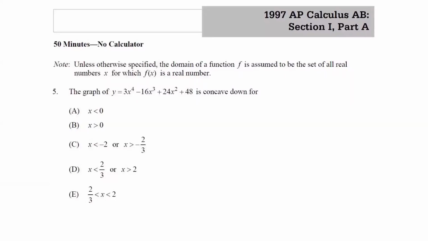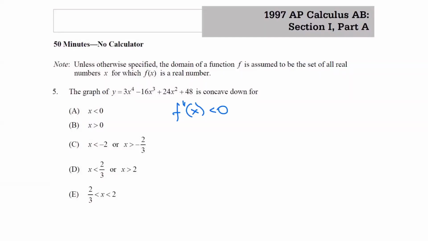In this question, we are given a function which is a polynomial of the fourth degree, and we are being asked to find the interval or the intervals on which the graph of the function is concave down. And the graph of the function is concave down when the second derivative is negative. So we need to find the second derivative of this function and then find the interval or intervals on which it is negative.